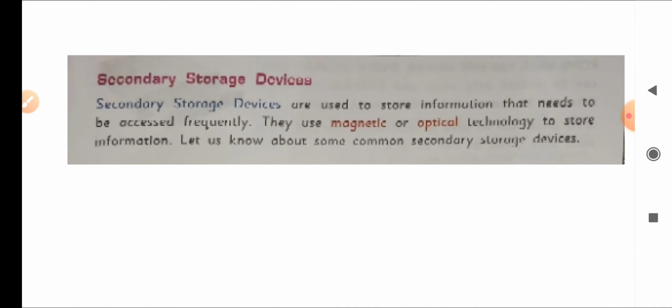What are they? Secondary storage devices are used to store information that needs to be accessed frequently. They use magnetic or optical technology to store information. Let us know about some common secondary storage devices. These storage devices store information that you can access when you want it, when you need it, and they use optical or magnetic technology to store data.